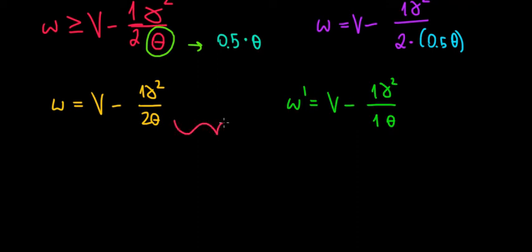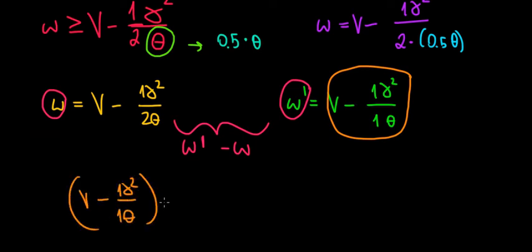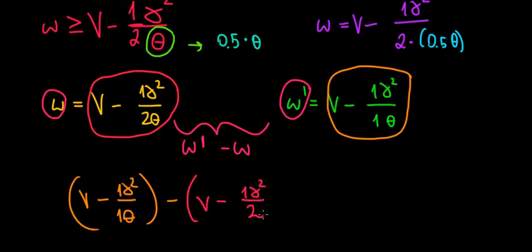So in other words, we want to know the difference between the new wage that he would get and the current wage that he has. Let's see by how much the salary can be reduced. So that would be the difference from this term, V minus 1 gamma squared divided by 1 theta, then minus the other term next to it, which is V minus 1 gamma squared divided by 2 theta.